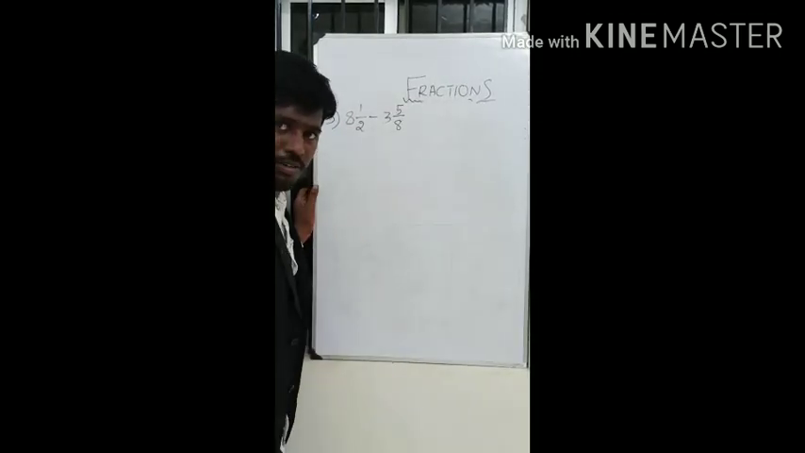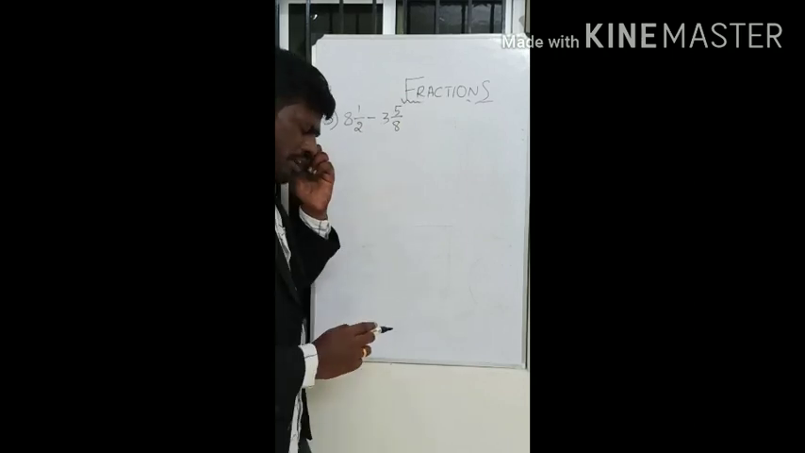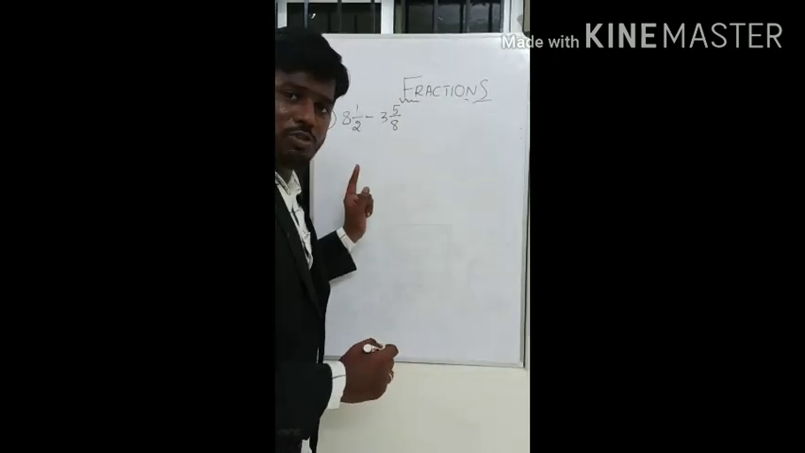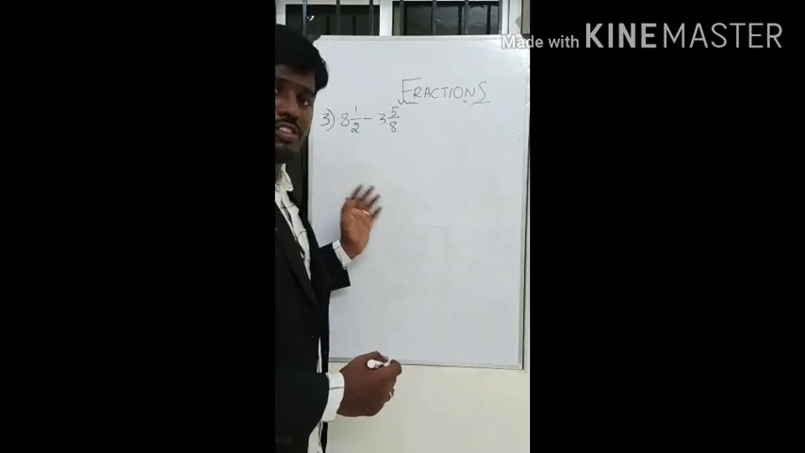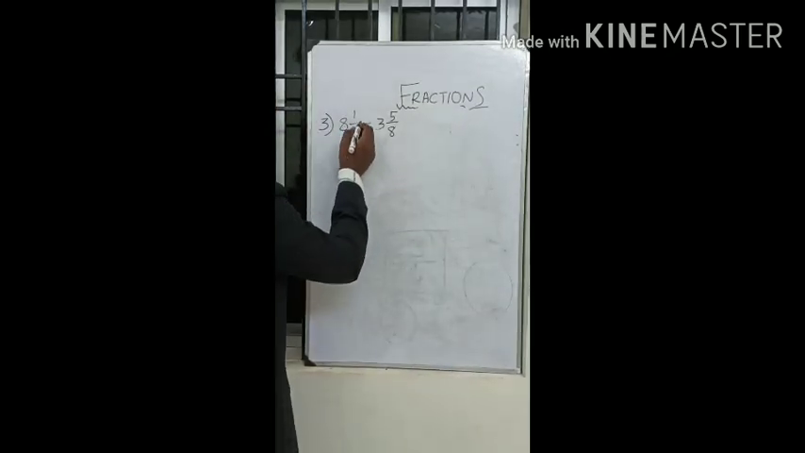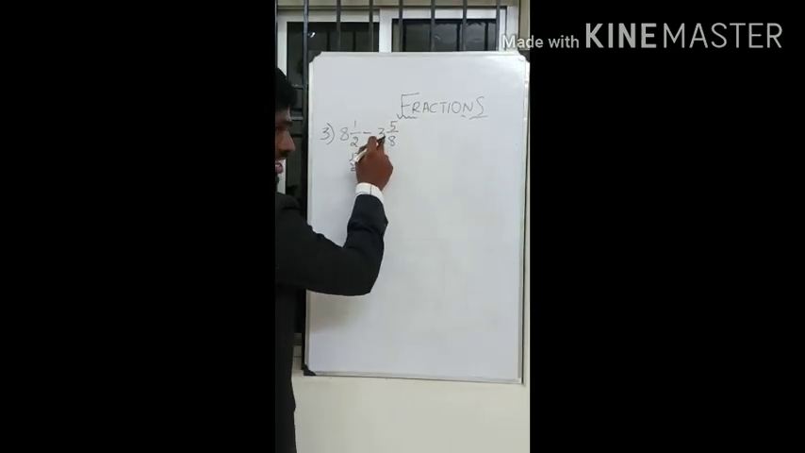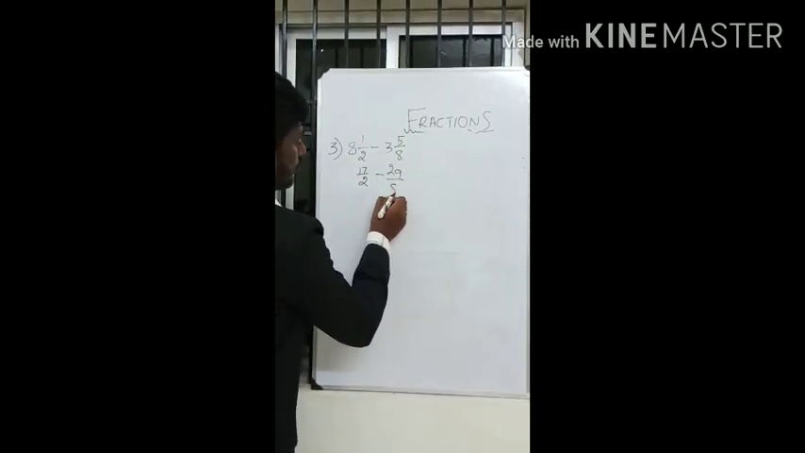So question number 3. It's a subtraction sum. The question will be 8 1 by 2 minus 3 5 by 8. The question they have given in a mixed fraction. First we have to turn it to an improper fraction. Then we have to change it to like fraction. Then we are going to subtract. Here 8 2s are 16. 16 plus 1, 17 by 2 minus 3 8s are 24. 24 plus 5, 29 by 8.